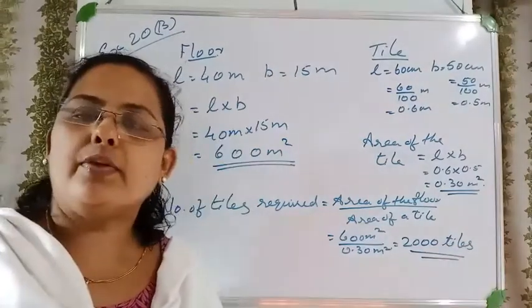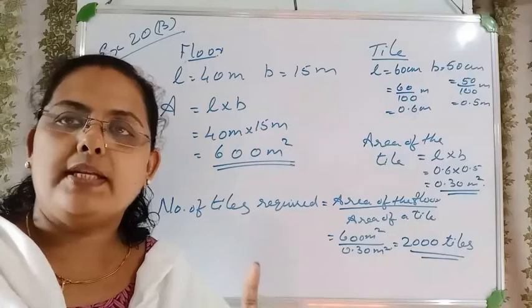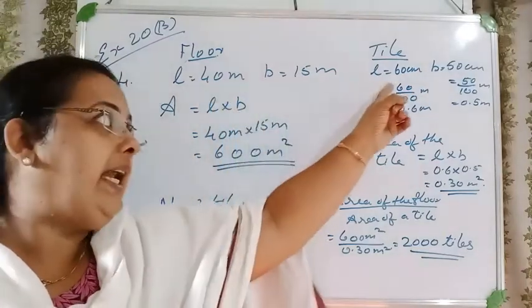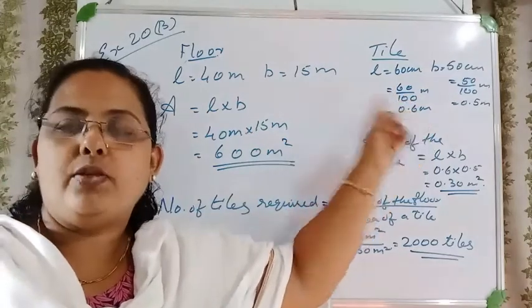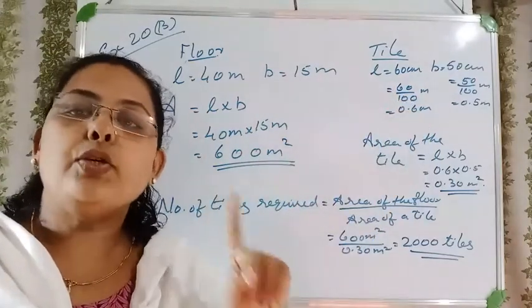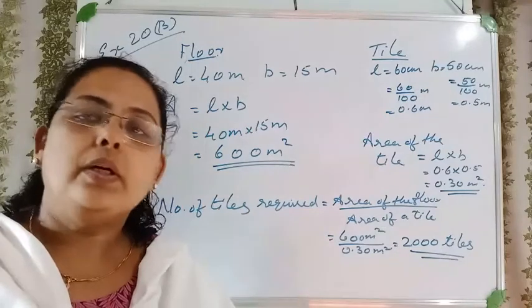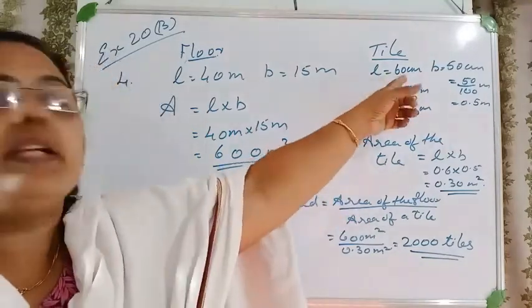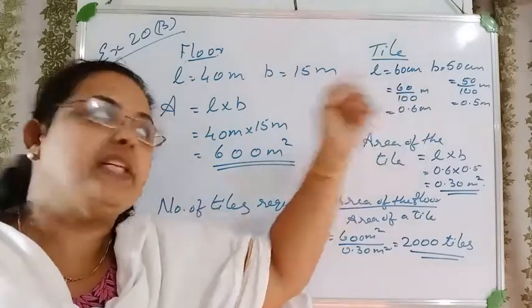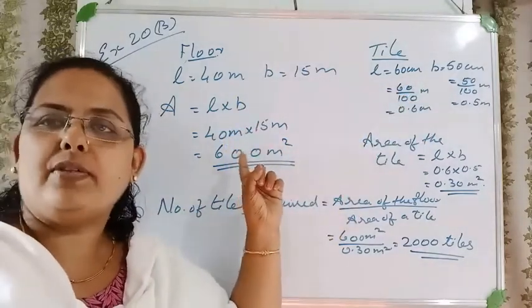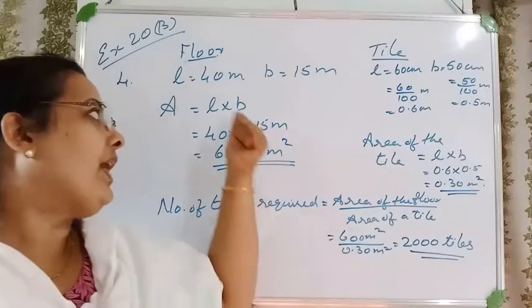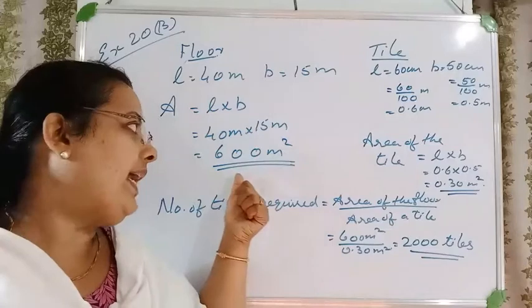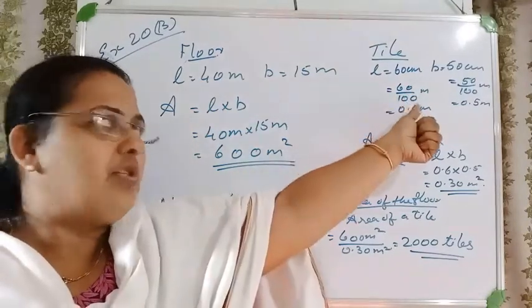Did you understand how to do this? Once again I will repeat it. Area of the floor you have to find and area of the tile you have to find the number of tiles required to lay down on the floor. Here it is given in centimeters, so we converted that into meters. Here the answer we found in meters, that is why. Otherwise you can convert this into centimeters and find the area in centimeters, so that no need to change there.